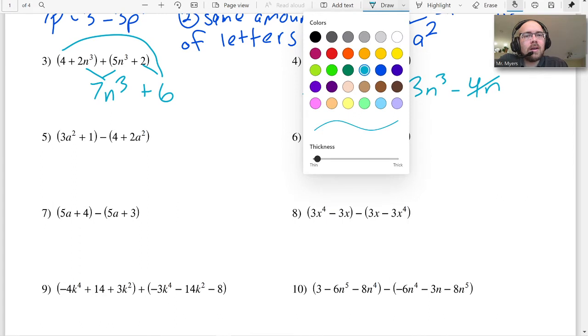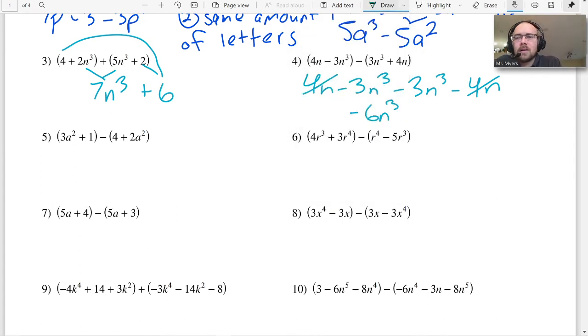I'm going to change the color again. Just kind of move over. And then number 5. All right, so number 5, it's a minus again. I'm going to distribute that negative first: 3a squared plus 1 minus 4 minus 2a squared. And I've got two things that combine.